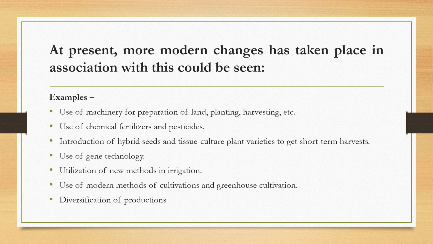And the other thing is utilization of new methods in irrigation, for example, the sprinkling method. By using the sprinkling method, they can continuously water the garden, so the plants can get water. So they can maintain the humidity always, right? Then, use of modern methods of cultivation and greenhouse cultivation, right?